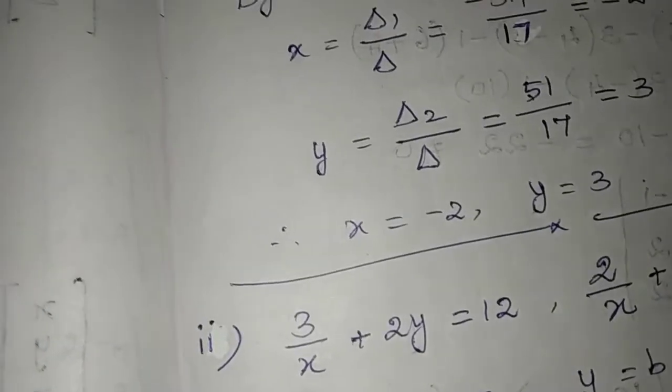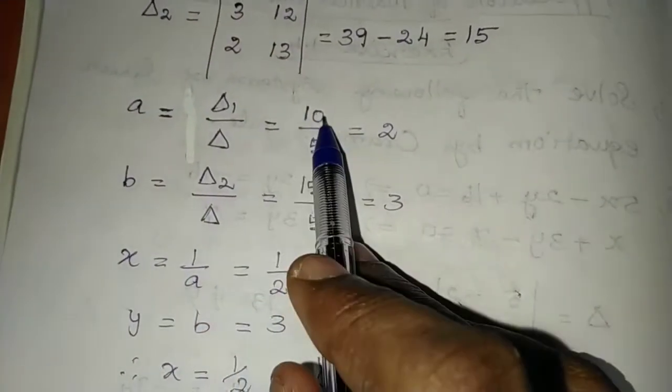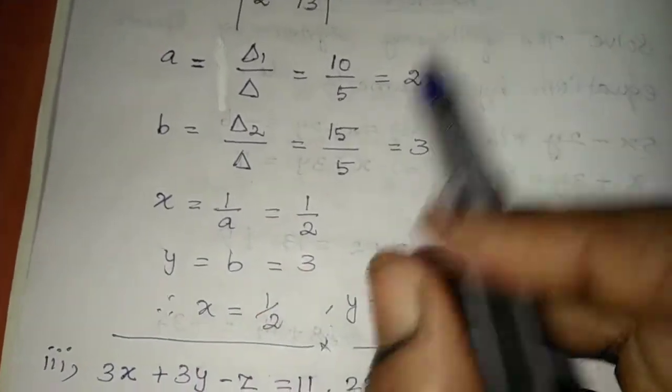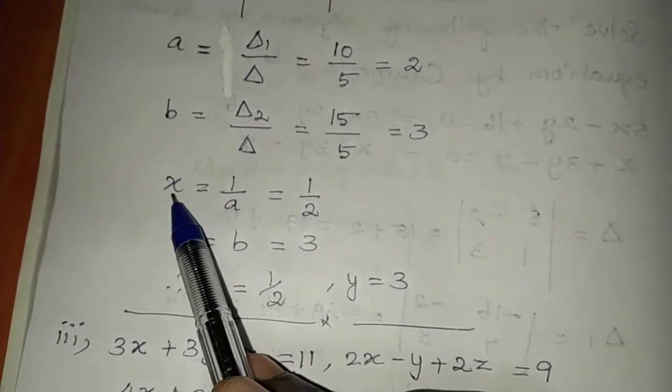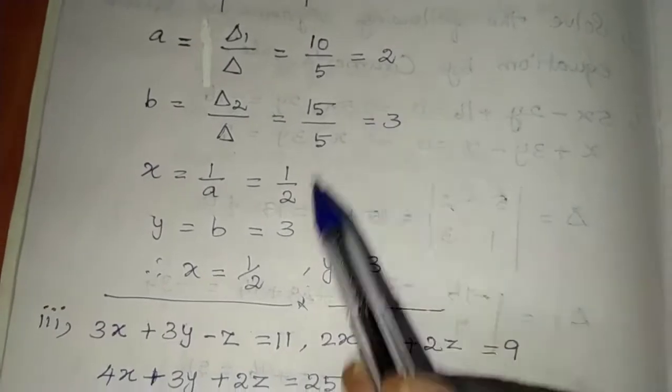Here the unknowns are a and b. a equal to delta 1 by delta, that is 10 by 5 equal to 2. b equal to delta 2 by delta, that is 15 by 5 equal to 3. Now find x. x equal to, take the reciprocal, 1 by a. 1 by a means 1 by 2.